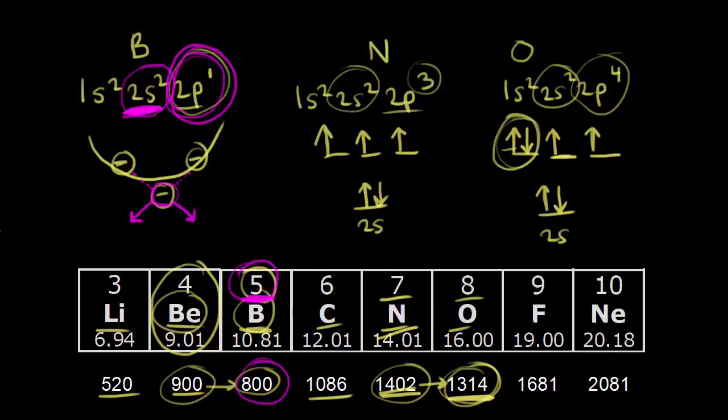From there on, we see our general trend again. The ionization energy for fluorine is up to 1681, and then again for neon, we see an increase in the ionization energy due to the increased effective nuclear charge.